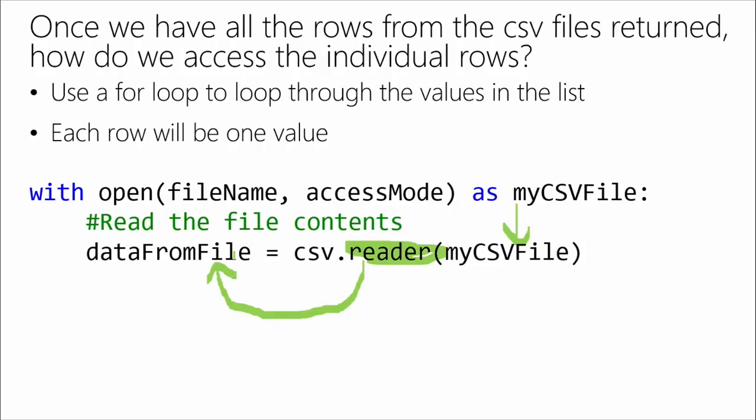Now, if you do have all the values in a list and you want to see all the values, what did we see as a way of looking at all the values in a list? We saw you can use a for loop. And remember, each value in the list is going to be one row. I do want to be specific about that.